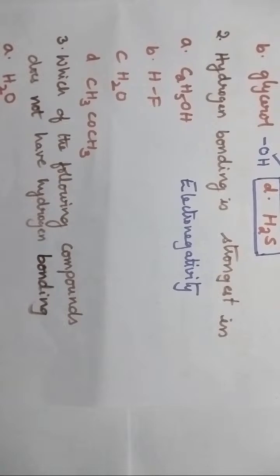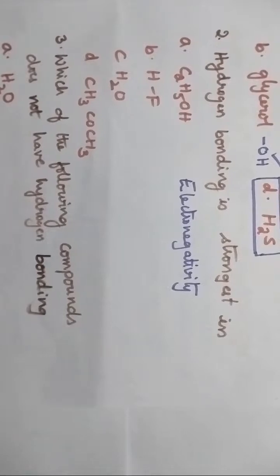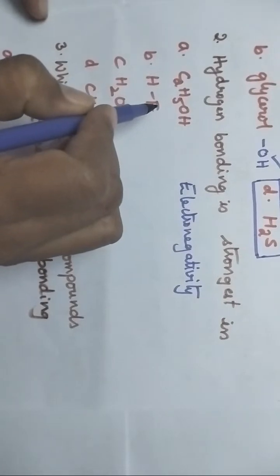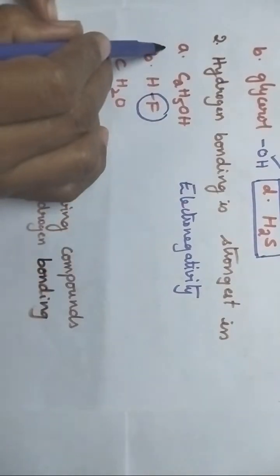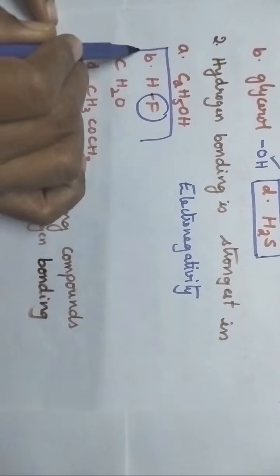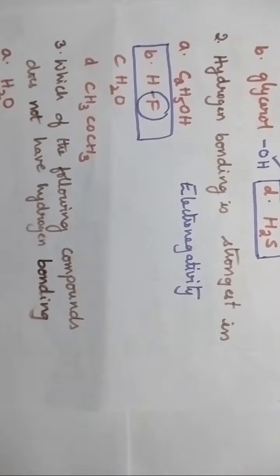More electronegative means which atom is ready to gain electrons more readily. Which atom is ready to gain electrons more readily? Tilak, at once think and answer. Hydrogen bonding is strongest in. Banu, very good. Undoubtedly, halogens are more electronegative. That too, fluorine atom is more electronegative. So, hydrogen bonding is strongest in HF. Clear? Yes, very good, Tilak. Swati.